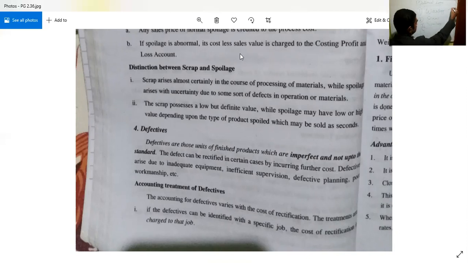Next, fourth one is what? Defective. There are four types in the material losses. One is wastage, maybe normal wastage, abnormal wastage. Scrap, normal scrap, abnormal scrap. Spoilage, normal spoilage, abnormal spoilage. And the fourth one is defective work.